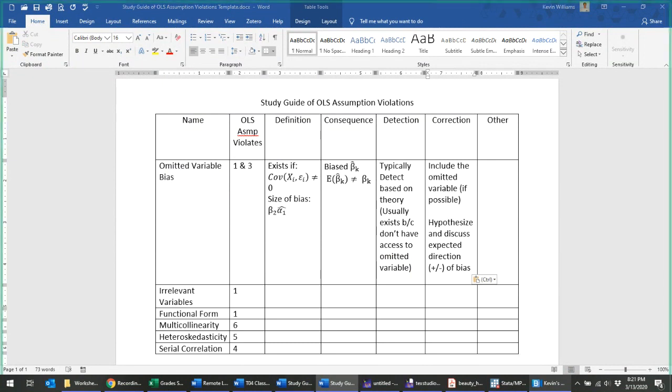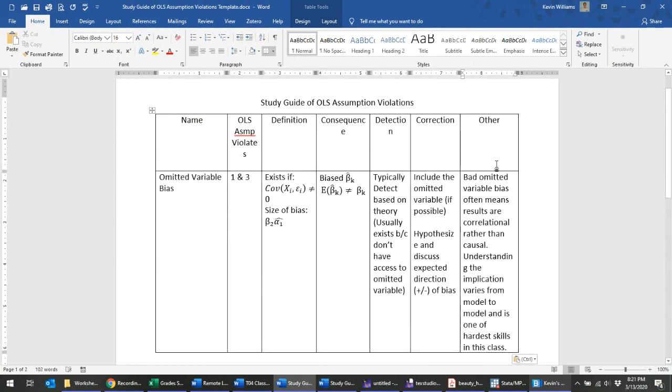And then in the other category, I'm just going to add that I think understanding omitted variables bias, detecting it, and understanding what it means for when results are closer to causal or closer to correlational is one of the hardest skills to acquire in this class. And so I'm going to be asking you guys to practice it a lot going forward.